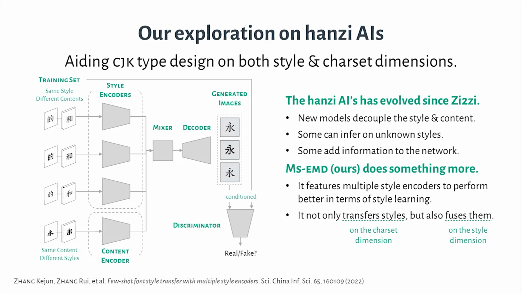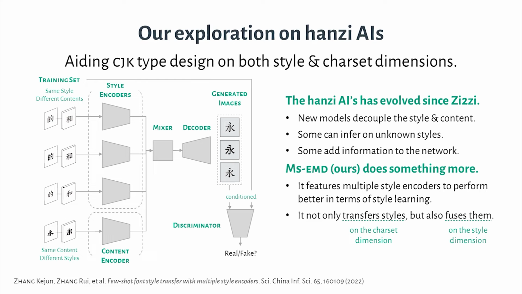Both recent models decouple the style features and the content features. Some models can generate glyphs in new styles without being previously trained. Others add information to the network to improve the content learning, like making the model know what strokes or components are in the character. To solve the design efficiency problems on both the style dimension and the character dimension, my co-presenter, Rui Zhang, proposed this MSEMV model.